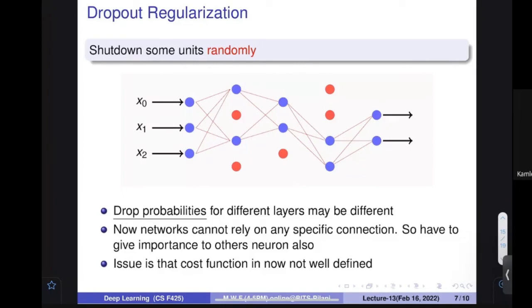Can everybody see the lines which are there? Yes, it is a way simpler network.